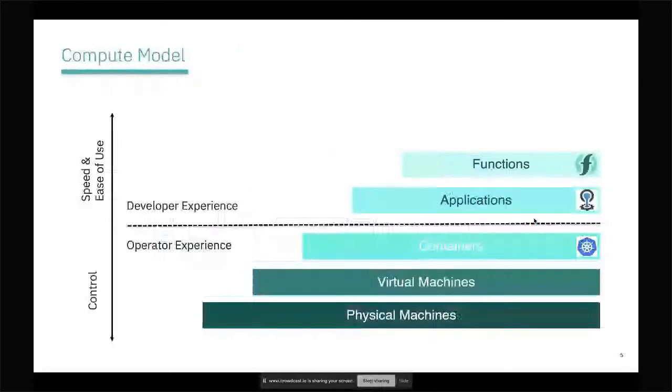So the compute models that we see here are physical machines, virtual machines, containers, applications, and functions. If you want more control over the things that you're working on, then physical machines and virtual machines are probably perfect for the use case. And when you care about speed, you want to be very productive and speedy with your releases, or you want ease of use and you do not want to understand more about virtual machines or containers, then you would go for applications and functions.